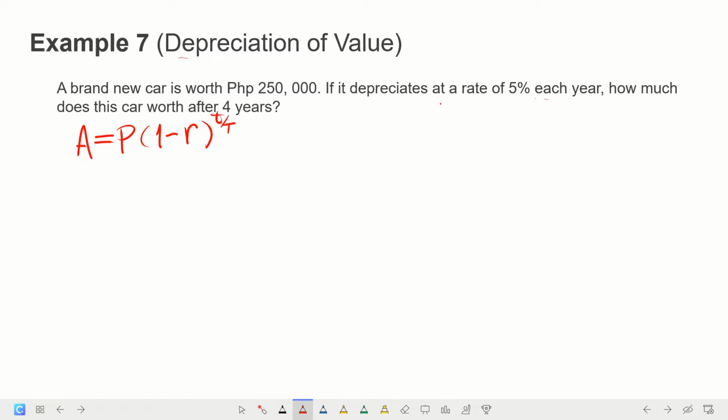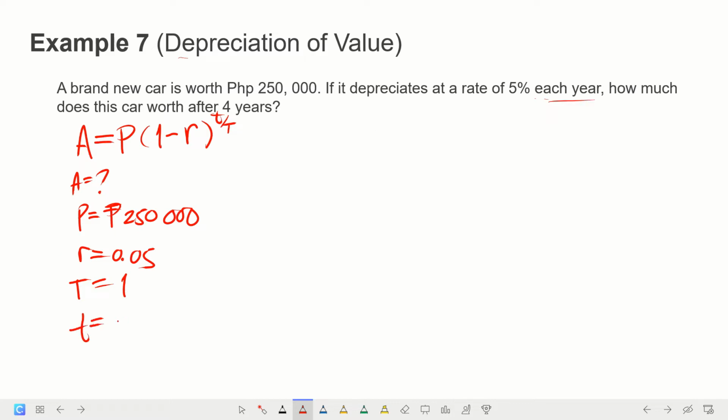Here, the amount is unknown. Our initial value or principal value here is 250,000, and our rate is equal to 0.05. Our big letter T is equal to 1 because this is each year, and then our time interval is equal to 4 years.